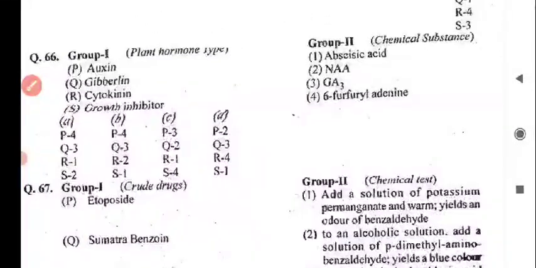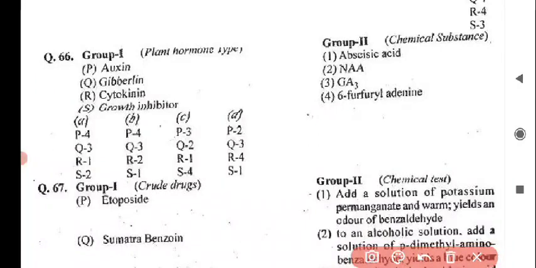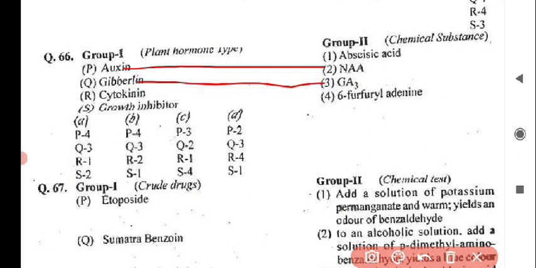Okay, now moving to the next question. In this question, column 1 contains the plant hormone type, while column 2 contains the chemical substance. For the first option, that is auxin, the correct answer is option number 2, that is NAA. For the second option, that is gibberellin, the correct answer is option number 3, GA3. For the next option, that is cytokinin, the correct answer is option number 4, that is 6-furfuryl adenine. For growth inhibitor, the correct answer is option number 1, abscisic acid. So the correct answer is option number D.